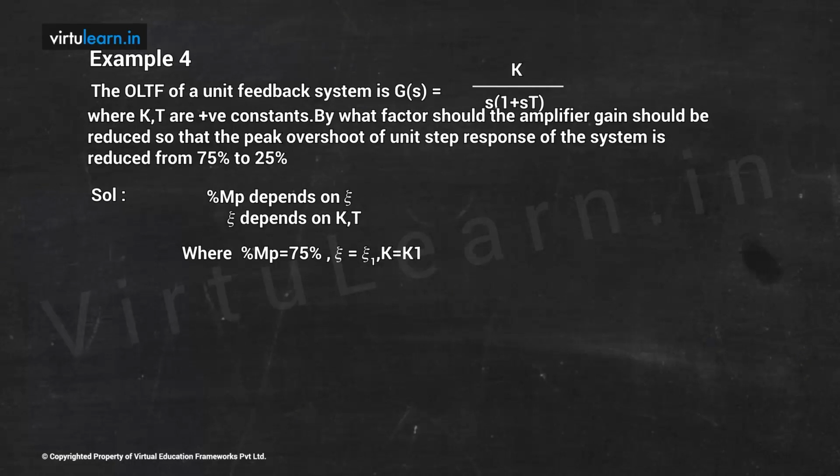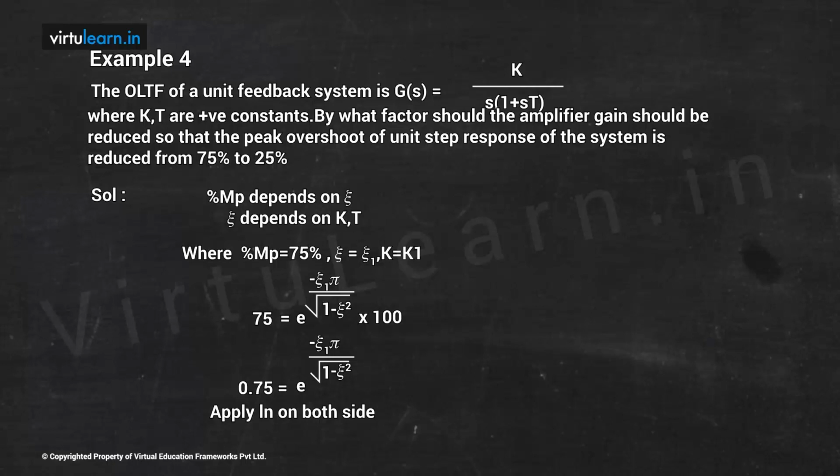From the 75% we can find zeta 1. Let us see how to find zeta 1. We know the equation for peak overshoot: percentage Mp is e to the power of minus pi zeta divided by the square root of 1 minus zeta squared, into 100. Here we know the peak overshoot but we don't know zeta 1. So 75% is equal to e to the power of minus pi zeta 1 divided by the square root of 1 minus zeta 1 squared, into 100, so we get 0.75. Since we have the e power term here, I can apply the natural logarithm.